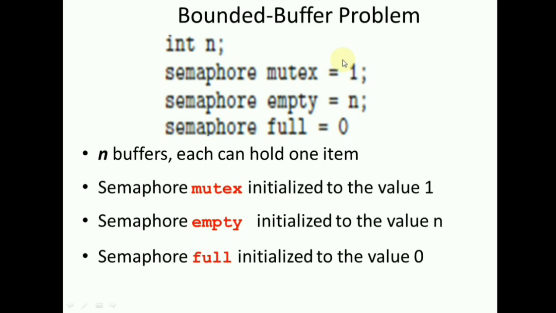The next two that we have are counting semaphores, empty and full. Empty is initialized to n and full is initialized to 0. Empty is used to count the number of empty buffers and full is used to count the number of full buffers by the producer and the consumer. Now let us look at the code of the producer and consumer.